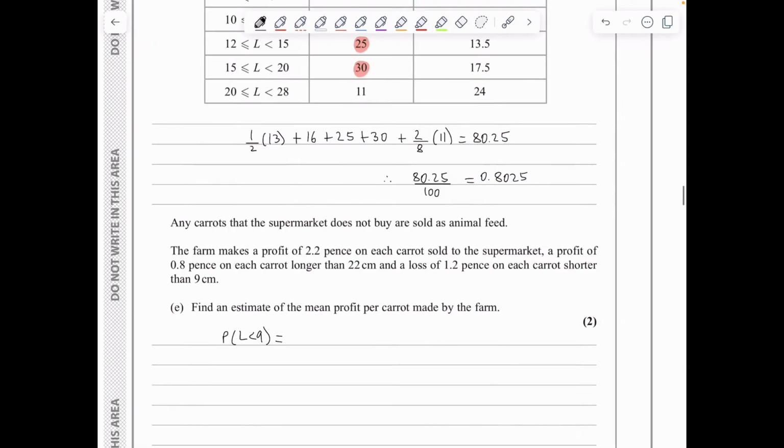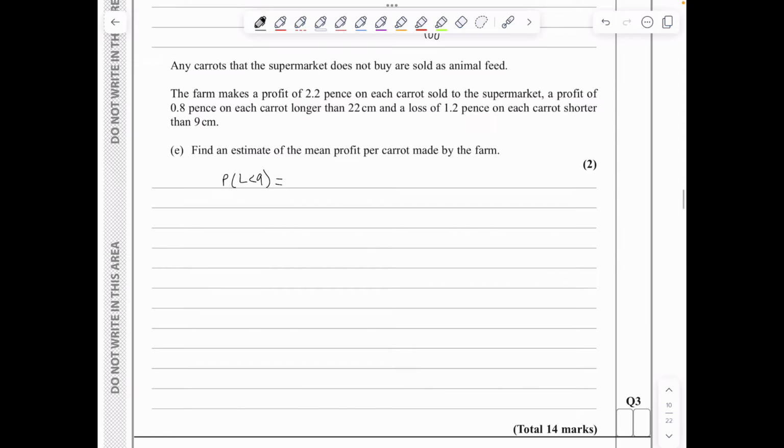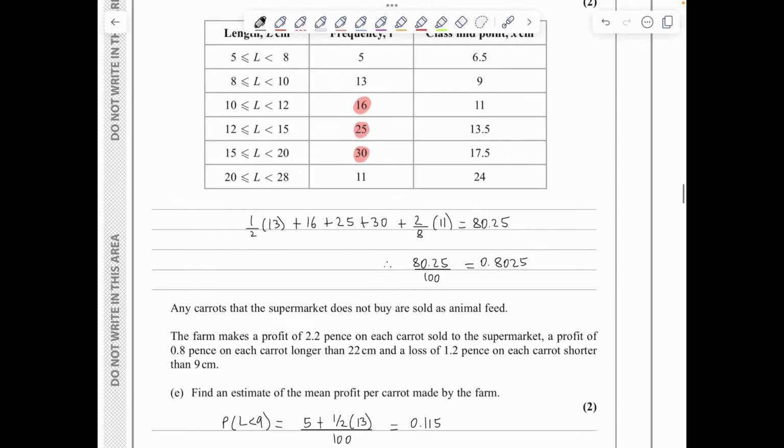Well, if I go back to my table for a moment, less than 9 is surely this 5, and then half of this 13. So I've got 5 plus a half times 13. I will divide this by 100, the total number of carrots, to turn this into a probability. It's 0.115.